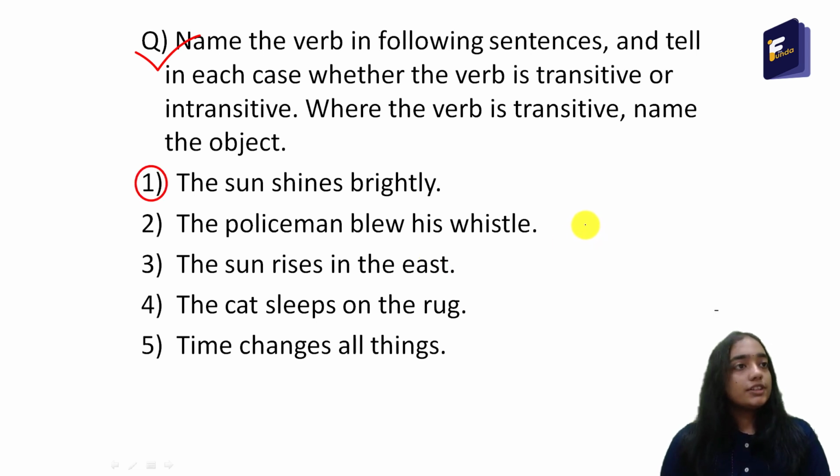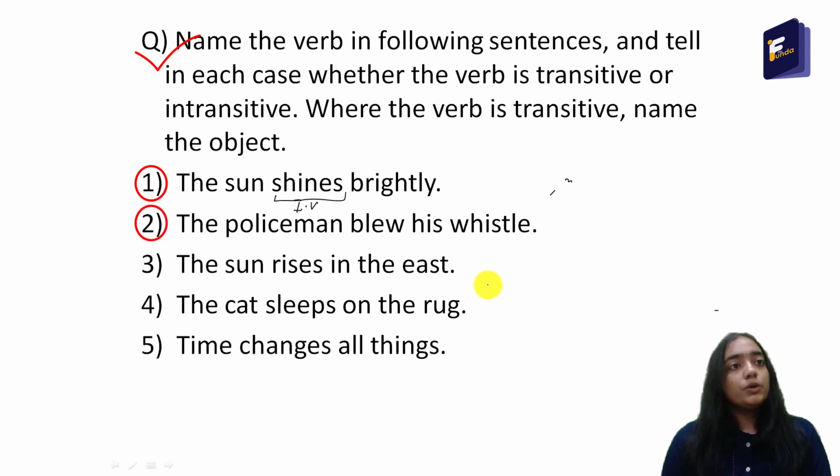In the first sentence, the sun shines brightly. The word shines is the verb. If I ask the question, the sun shines what? Then brightly is not the answer to the question what. That is why shines is intransitive. I am just using the trick. So shines is an intransitive verb. Let's move to the next question.